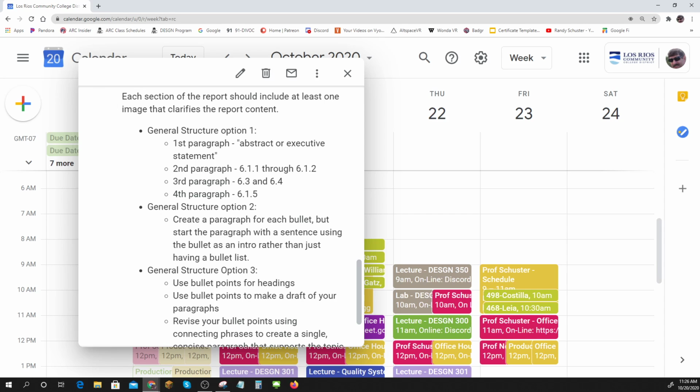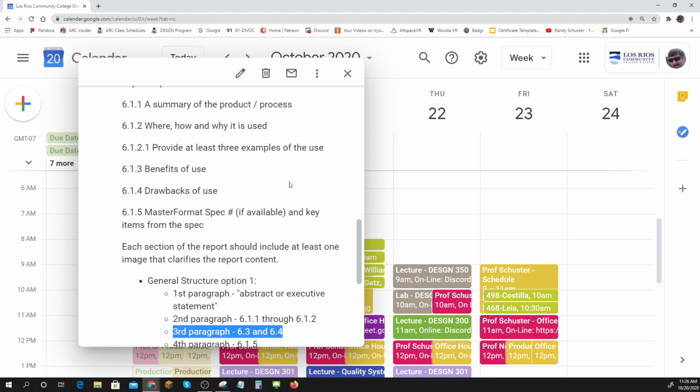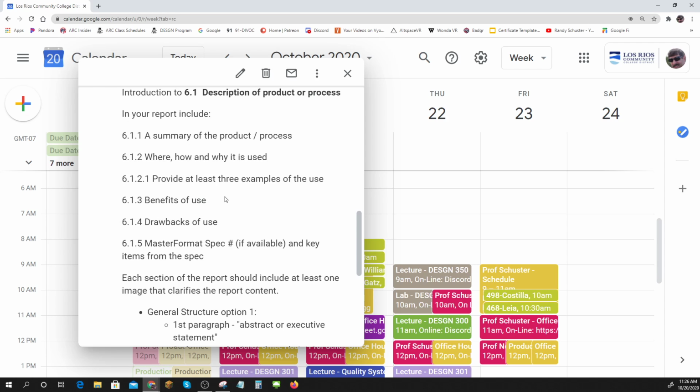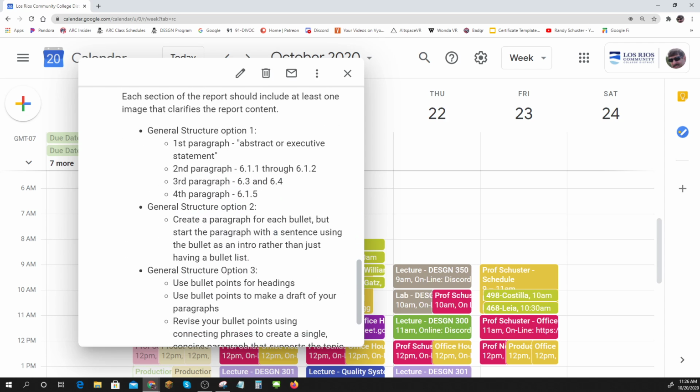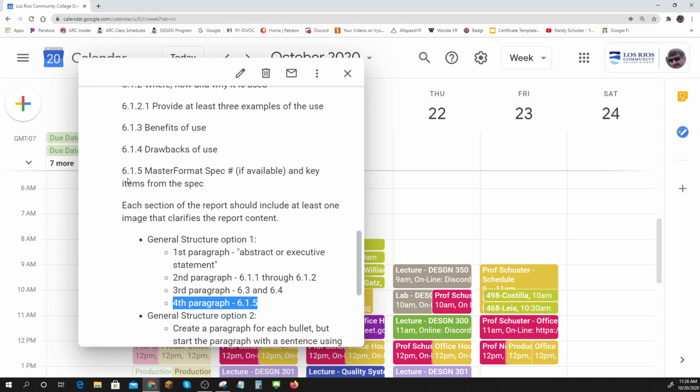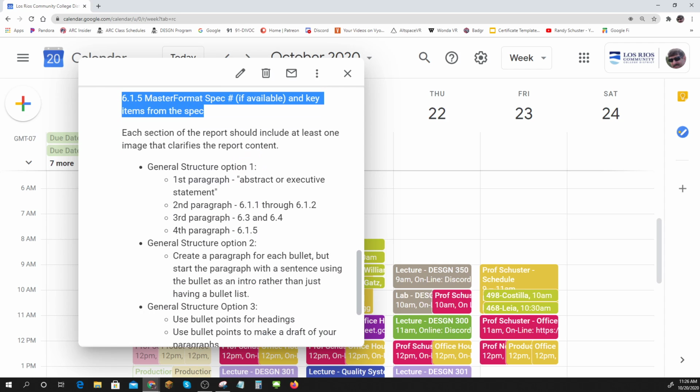And then maybe your second paragraph would put 6.1.1 and 6.1.2 together. Third paragraph might be 6.3 and 6.4. And the fourth paragraph might be about this. So that's one way to put it together. And you can see that'll take up a page. And there's likely to be some images with it.